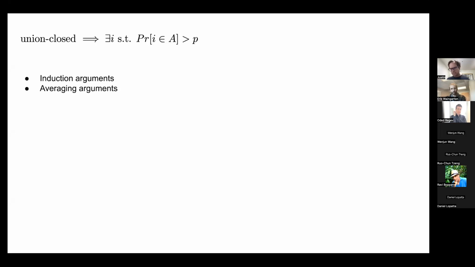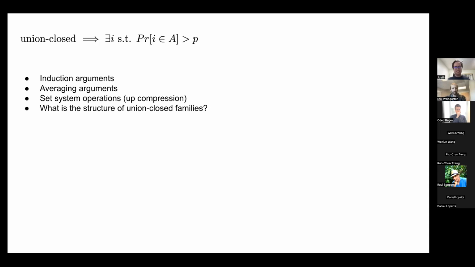And I spent a lot of time on it. That was my personal favorite line of attack in grad school, averaging arguments, trying to come up with the distribution and ultimately, but it's been very difficult. There's also set system operations, and you're asking two questions: what is the structure of union closed families? And you're also asking, what are the special elements?